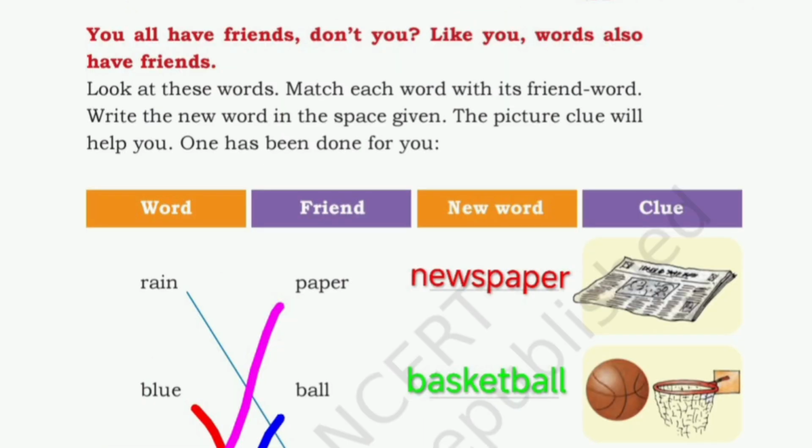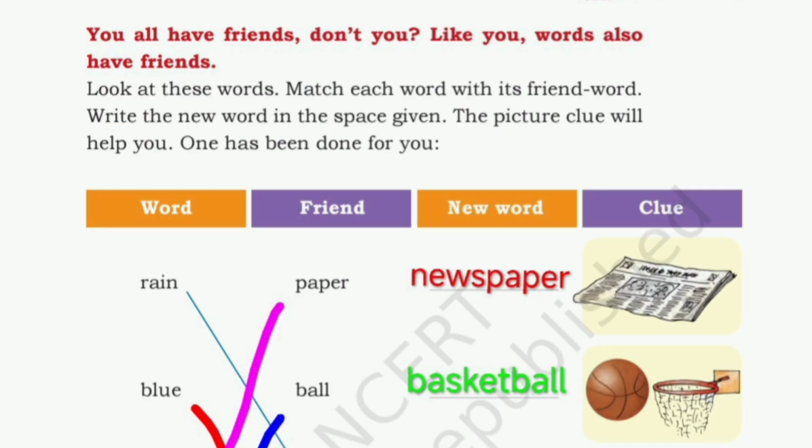You all have friends, don't you? Like you, words also have friends. Look at these words. Match each word with its friend word. Write a new word in the space given. The picture clue will help you. One has been done for you. Here 4 columns are given: in the first column the word, second column the friend word, third column the new word which will form, and in the fourth column clues are given as pictures to help you out.